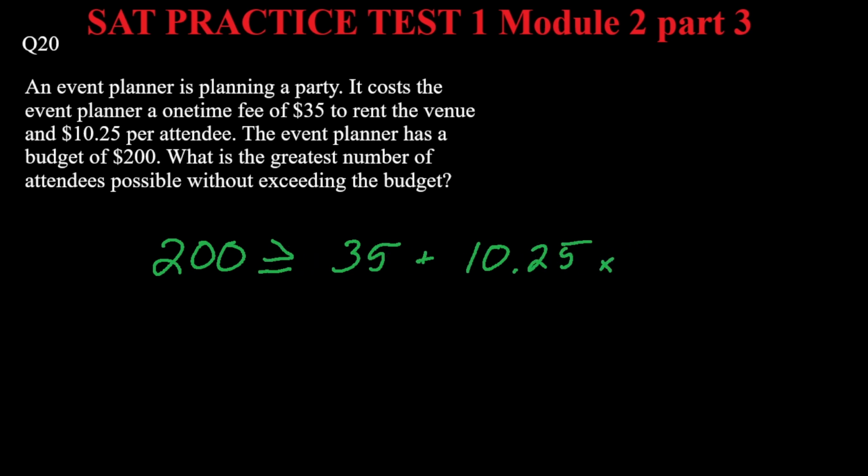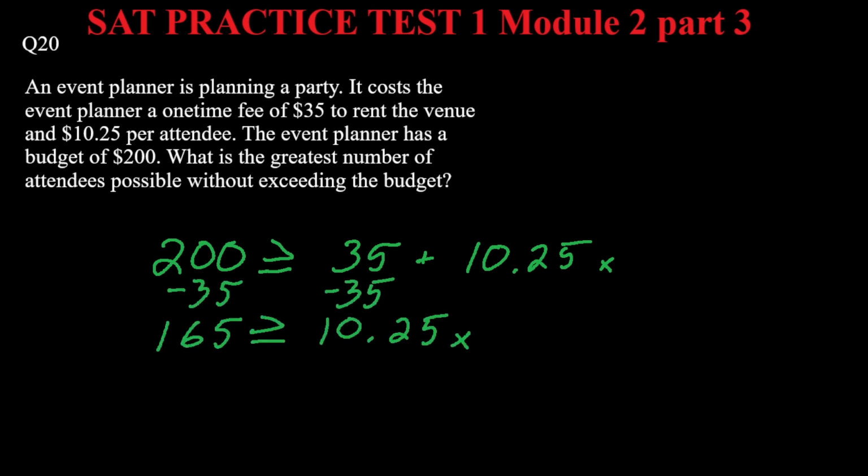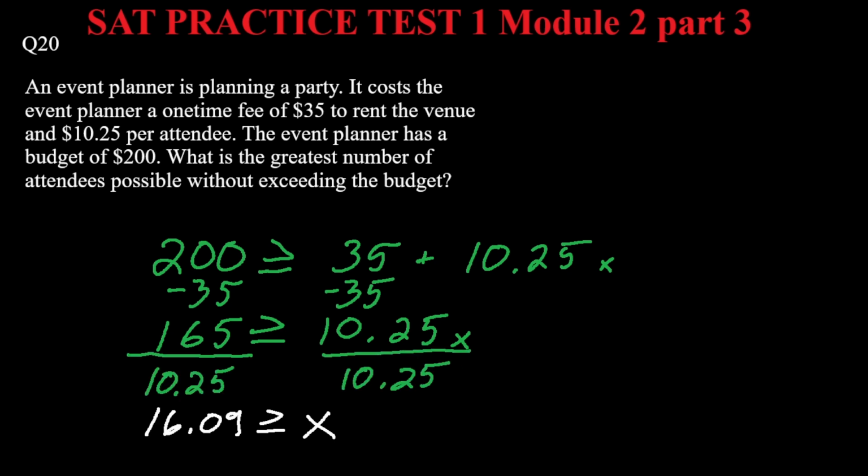First, you subtract 35 from both sides, and then you divide both sides by $10.25. And you find x is approximately 16.09. It's actually 0.97, but regardless, you can't have partial people, so the answer is 16 people.